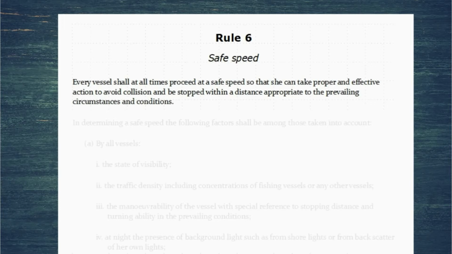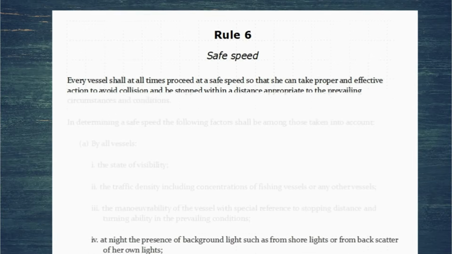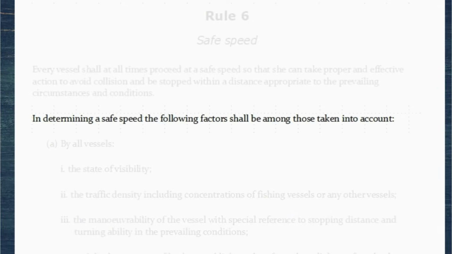The rest of the rule simply goes on to give some examples of things you need to consider when deciding your safe speed. In determining a safe speed, the following factors shall be among those taken into account. So these aren't all the factors you need to take into account, but these are among the ones that you must. First part applies to all vessels.